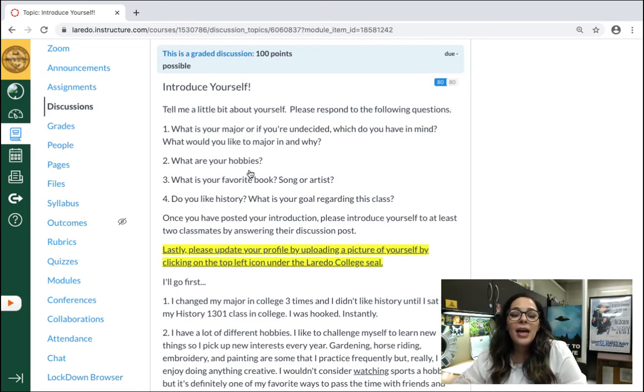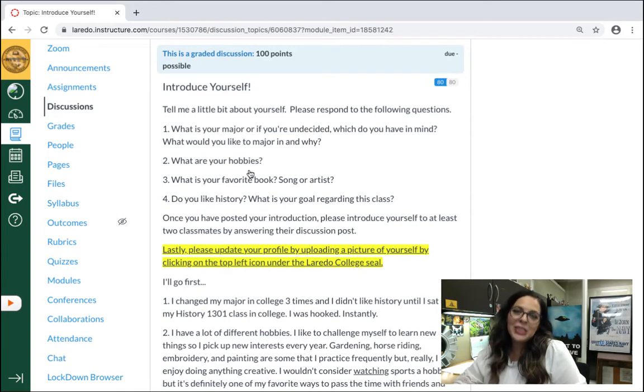And then more importantly, do you like history? Right? A lot of people tell me no on this one. I don't know if they do it to hurt my feelings. It doesn't. I know a lot of people don't like history. And the fact of the matter is that a lot of you are in this class because you need it, right? You need to graduate. But with that in mind, what are you going to do about it?